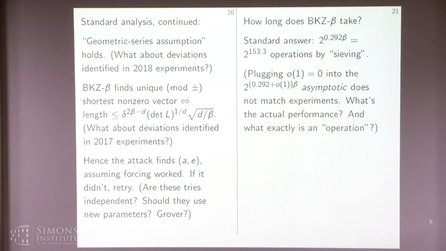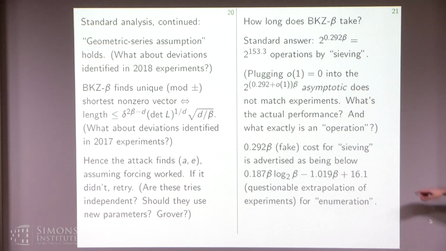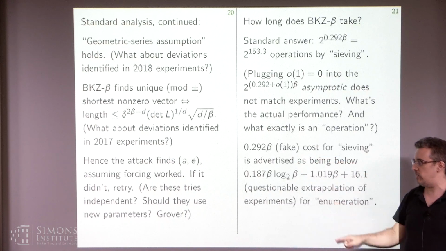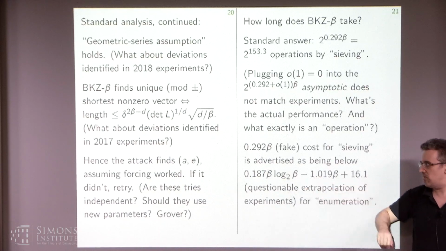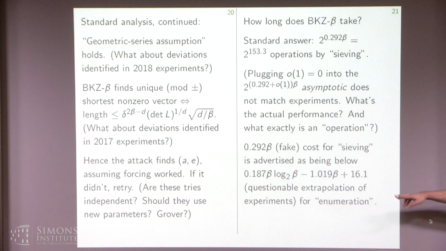The reason that people choose this particular sieving algorithm rather than enumeration is that they take this fake 0.292 beta number and compare it to an experimental extrapolation from, say, sandpile models, which gives you a 0.187, 1 over 2e, I guess, and then somewhat harder to explain numbers after that for the cost of enumeration. But even if the extrapolation's right, if you compare that to a fake number, it doesn't mean that the algorithm with the fake analysis is faster. Maybe it is, maybe it's not.